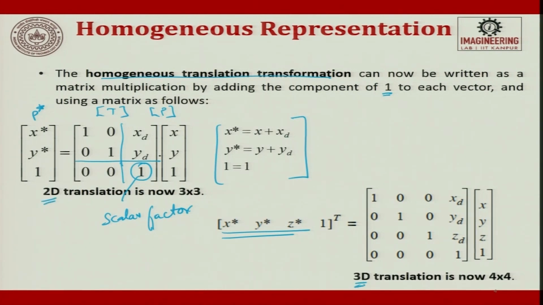When you write it in 3D, you will have a 4 cross 4 matrix multiplied with the points x, y and z, and then you try to get the output.